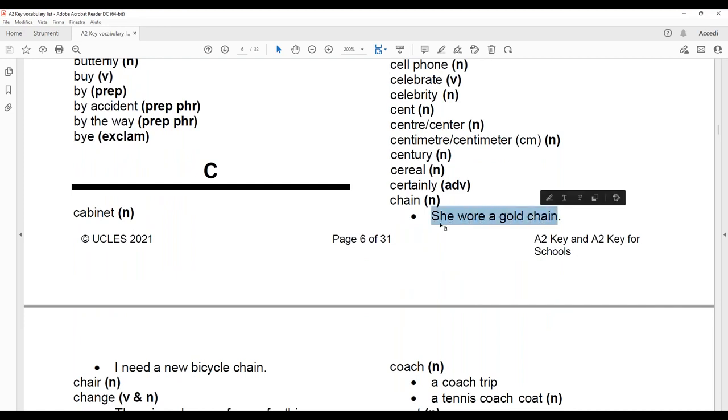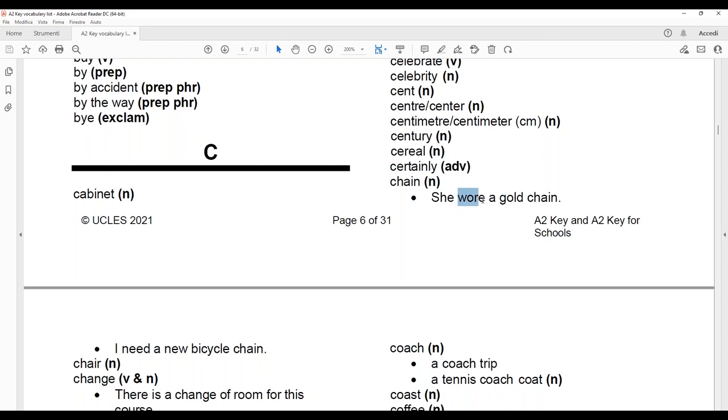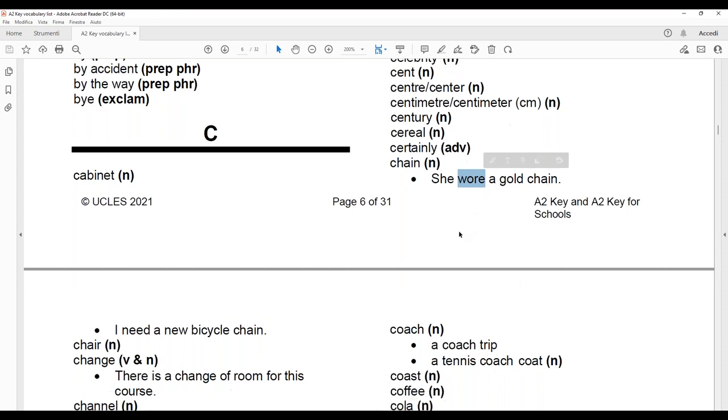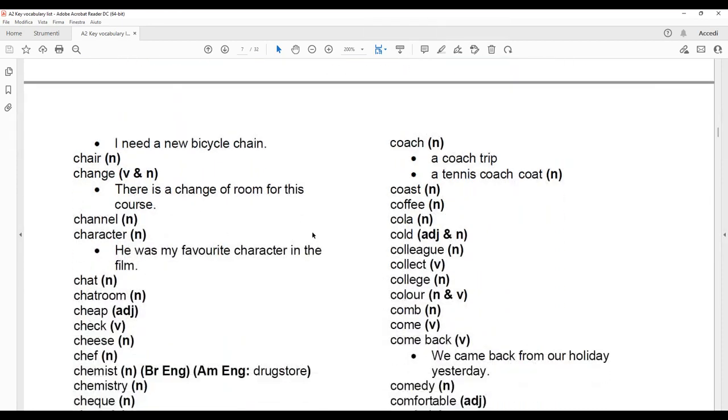She wore a gold chain, indossava una catena d'oro. Wore, wear is an irregular verb. Questo qui è il passato di to wear. Wore, worn. She wore a gold chain, indossava una catena d'oro. Change, il resto. Chair, sedia. Channel, canale, character. Coffee, cost, costare. Coach, allenatore. Cold, freddo. Colleague, collect.